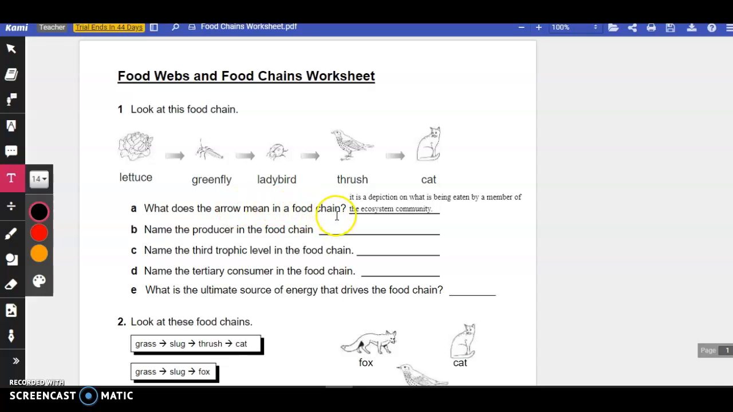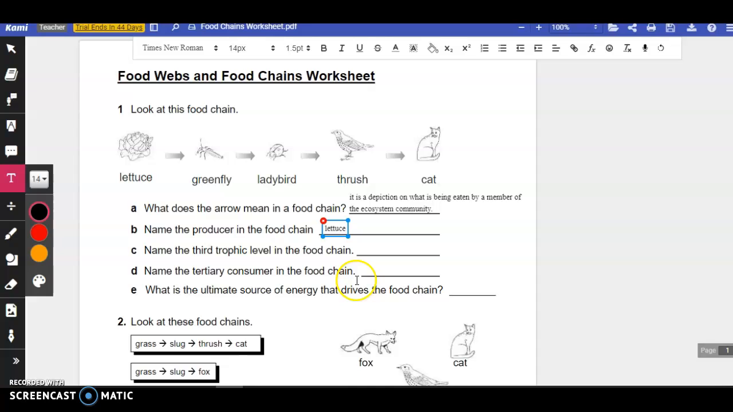What does the arrow mean in a food chain? Of course, the arrow, like I already said, is a depiction of what is being eaten by a member of the ecosystem community. So it tells us the direction in which the process of eating to survive takes place, right? So lettuce is eaten by a green fly, so the arrow is pointing in this direction. So it's a depiction. Name the producer in the food chain. So the producers are normally plants, so we can go ahead and say that it's going to be the lettuce.